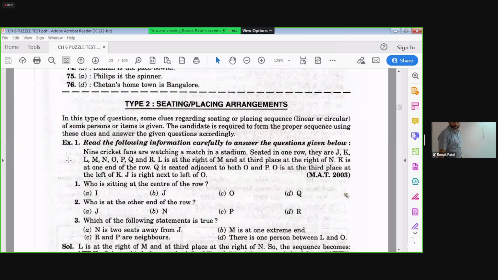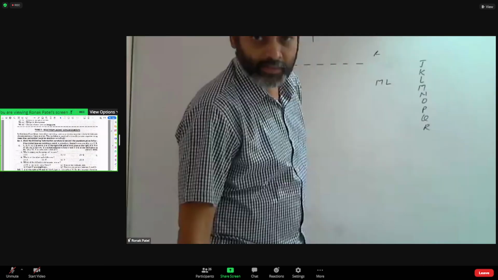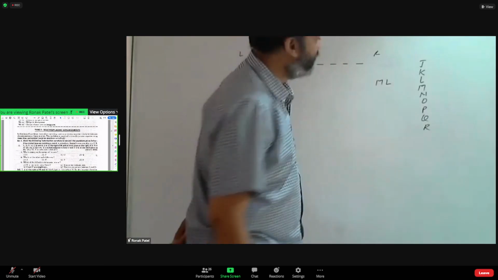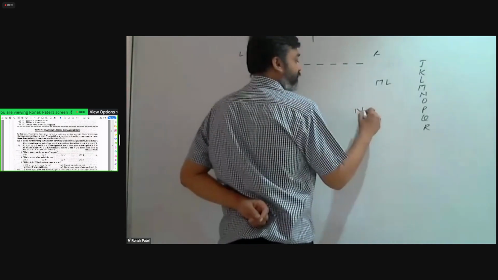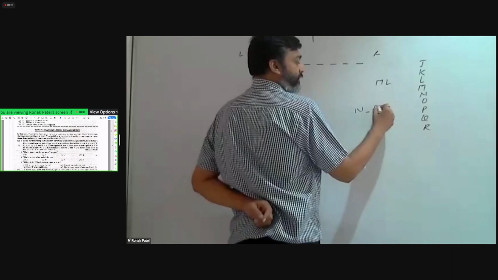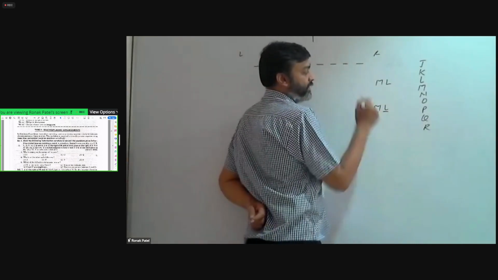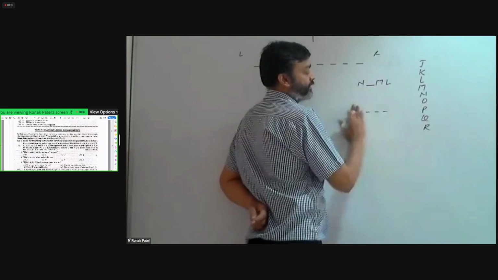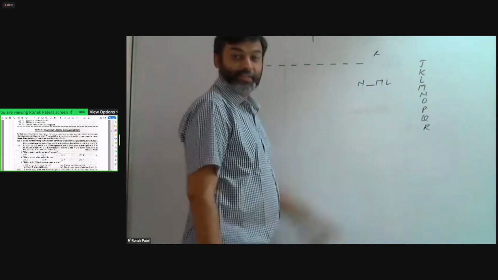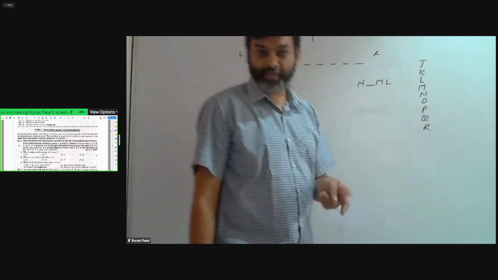Now L is at the right of M. And at the third place at the right of N. So right of N, first, second, and third place, that is L. If I combine both pieces of information, L is at the third place right of N. Or we can say in reverse, N is on the left side, third place. That way also we can take.